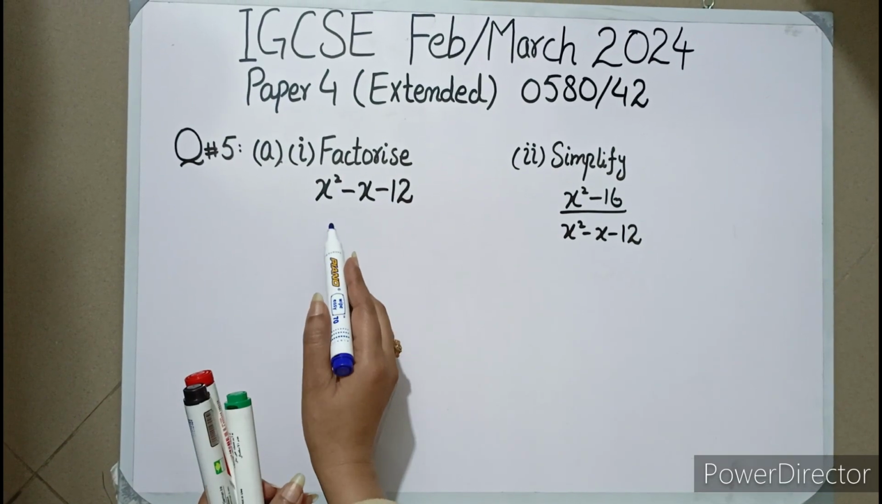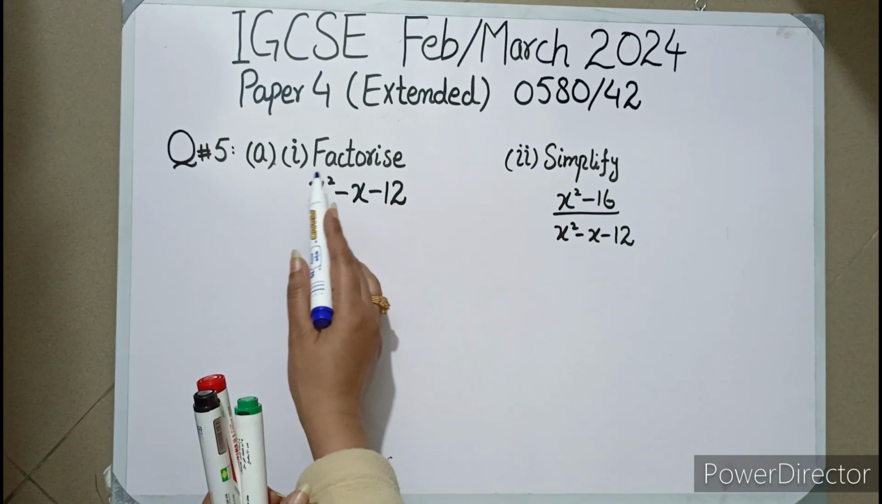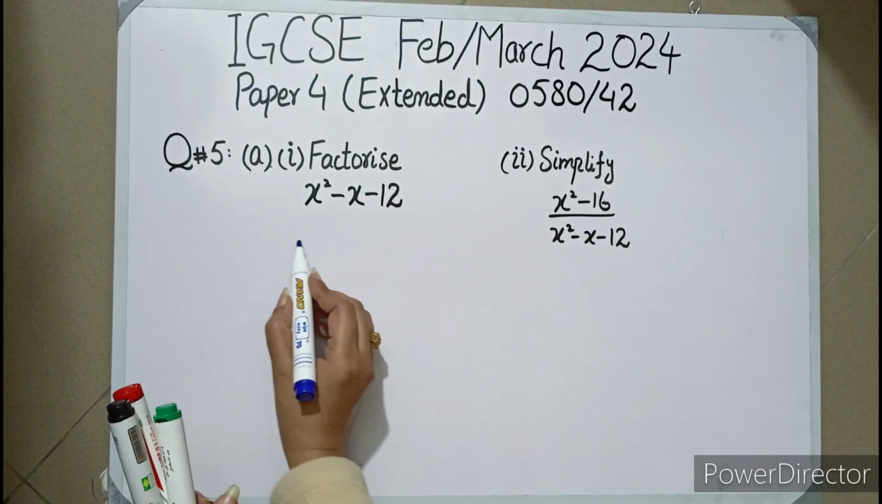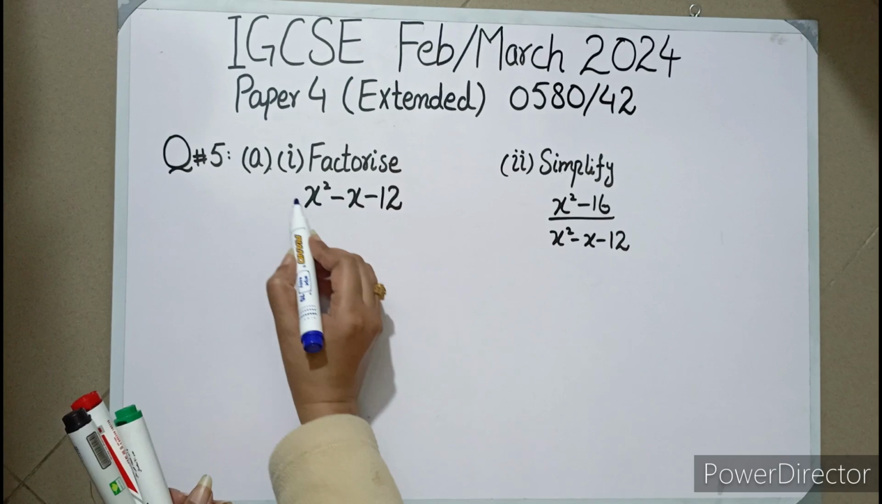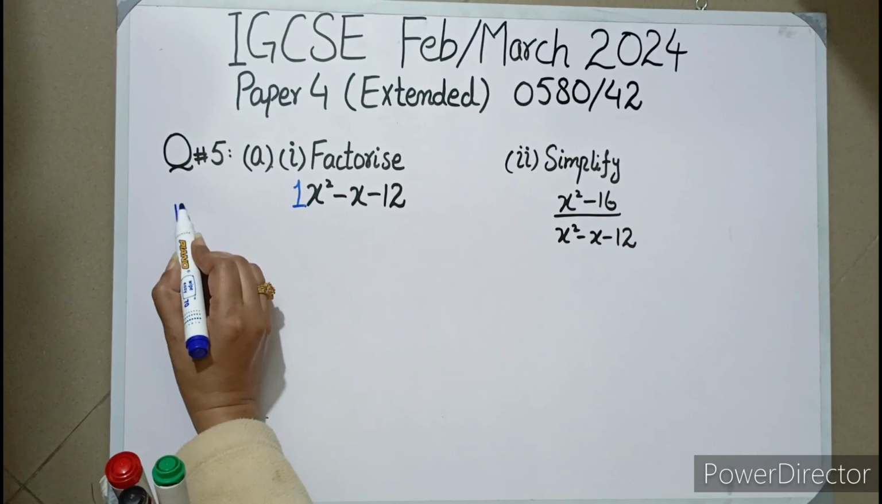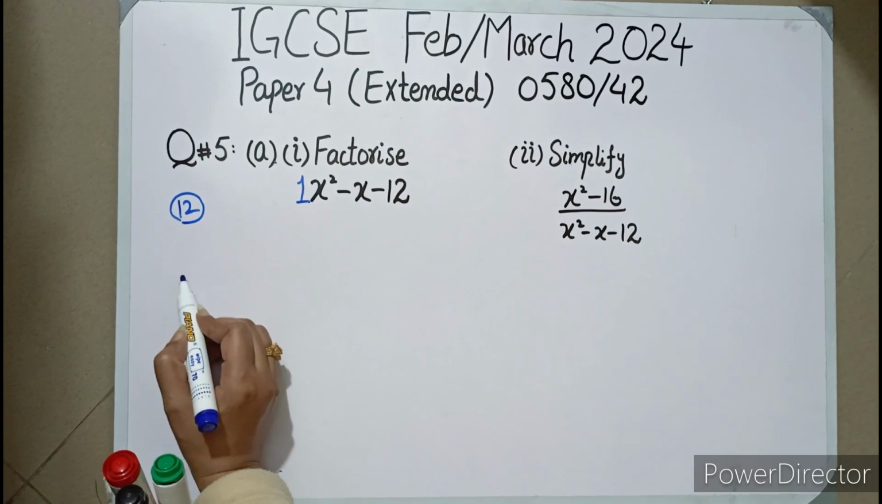In the first part, the examiner asked to factorize this algebraic expression. To make the factors of this, first of all, you have to multiply this number, this 1 with 12, and you will get the number 12. Now you have to factorize this one.